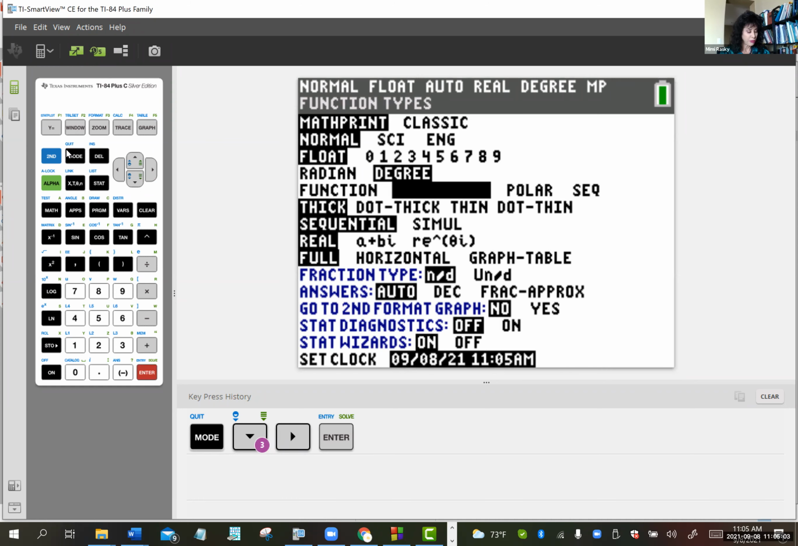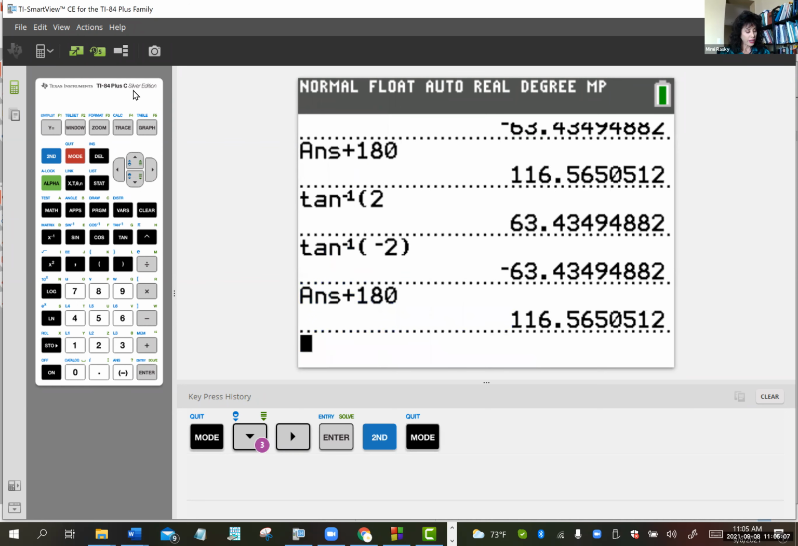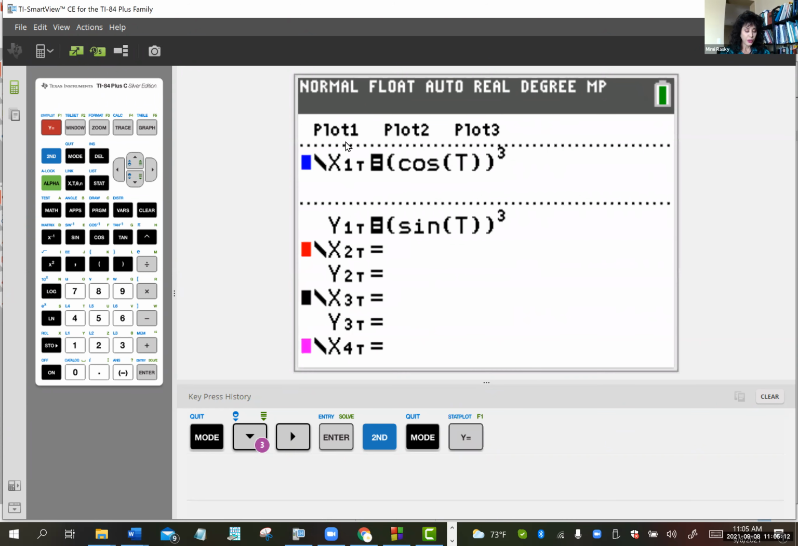That's what we're going to do, parametric, and then quit out of here. I'm going to hit second quit, and I'm out of there. Now what? Go to your gray button up here, y equals, and you'll notice you have an x1t and a y1t. So those are the parametric equations that we're going to graph.